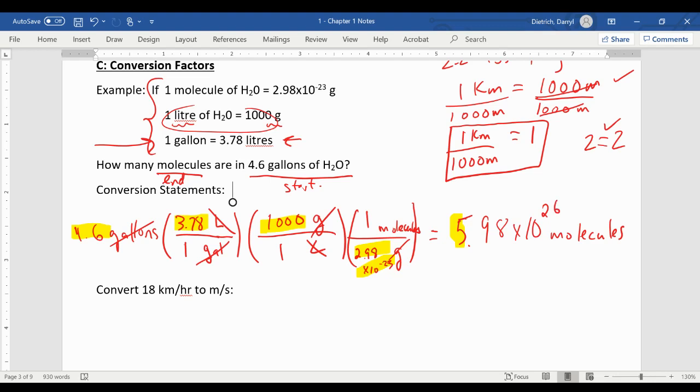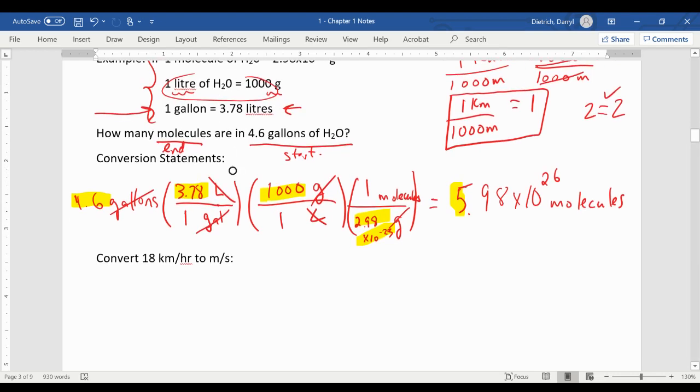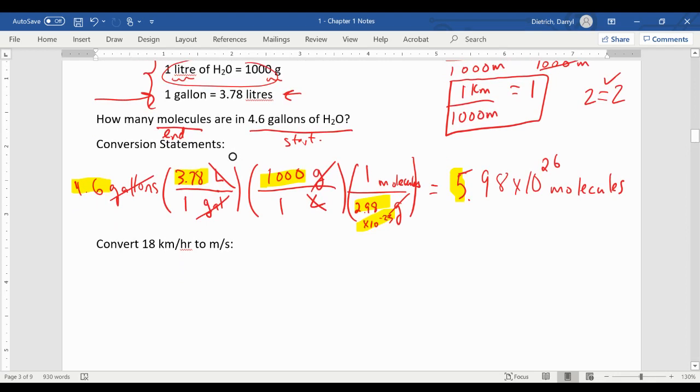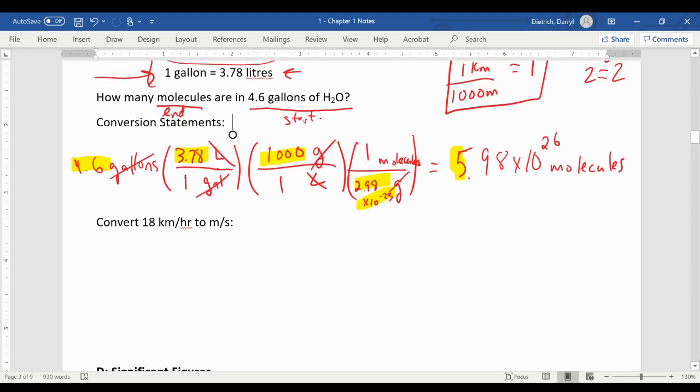If we're looking at molecules in anything, there are just loads and loads and loads of them, right? So for 5.98, we can imagine putting another bunch of 24 zeros behind that number, and it's obviously going to be a very, very big number. Okay, so we'll look at one more.